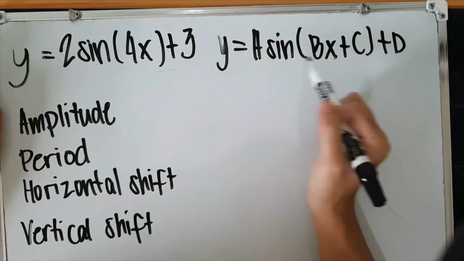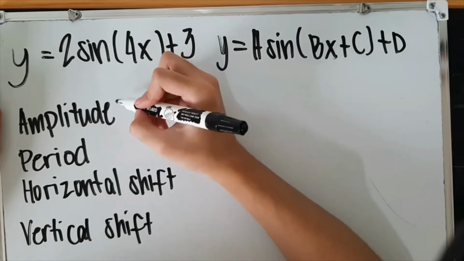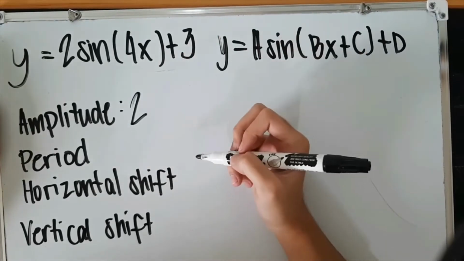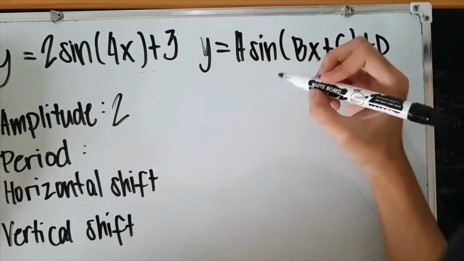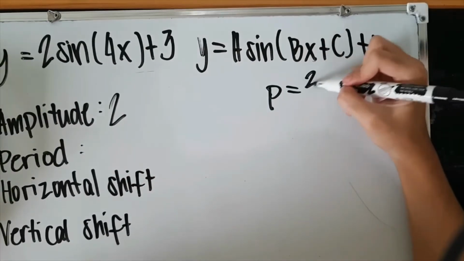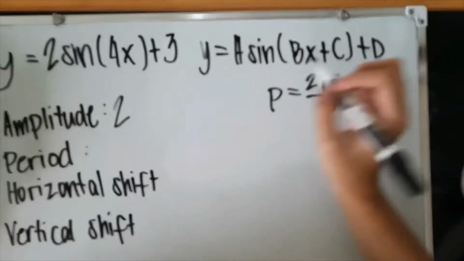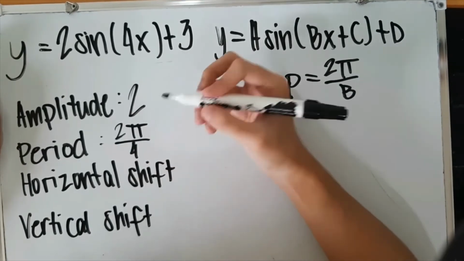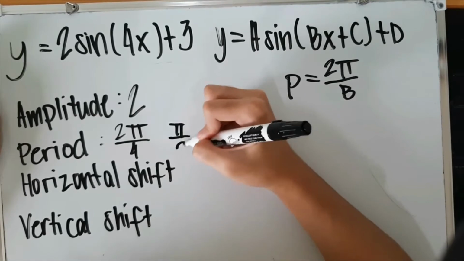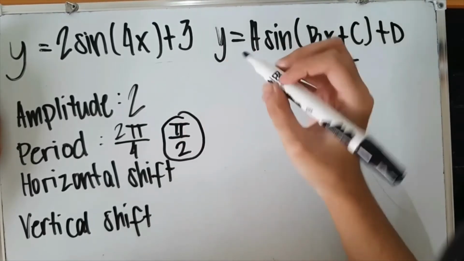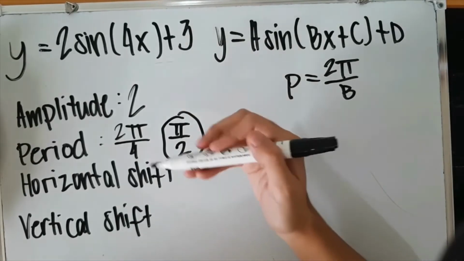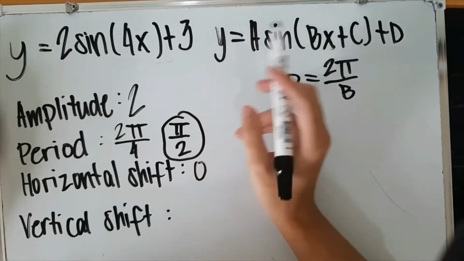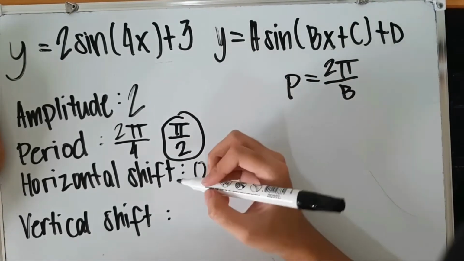As we can see in our equation, a in our case is 2, which means our amplitude is positive 2. The period is equal to 2 pi over b. In our case, it's 2 pi over 4, or simply just pi over 2. Since we don't have a c in our equation, we should put the phase shift as 0. And last, d, our vertical shift, is positive 3.